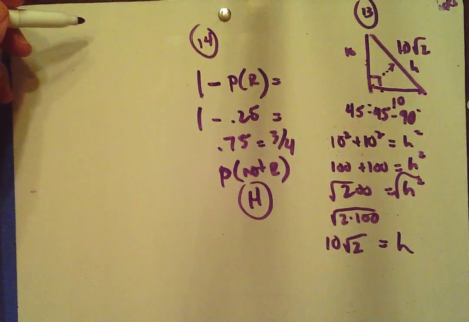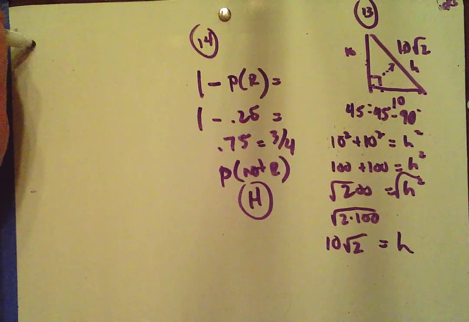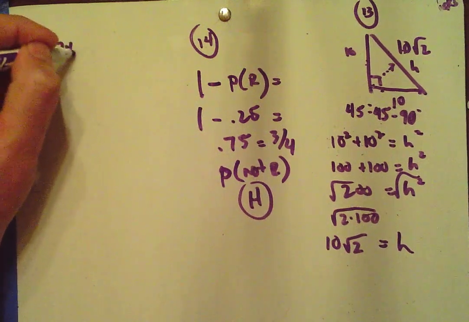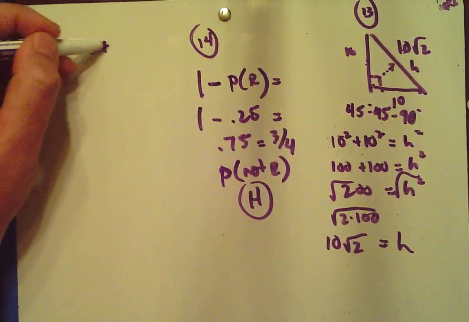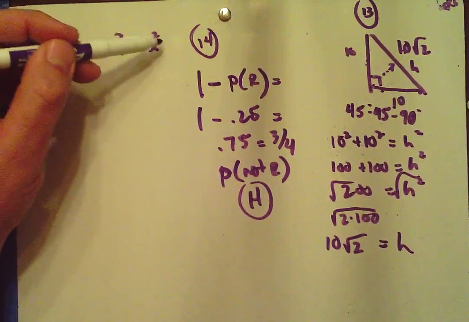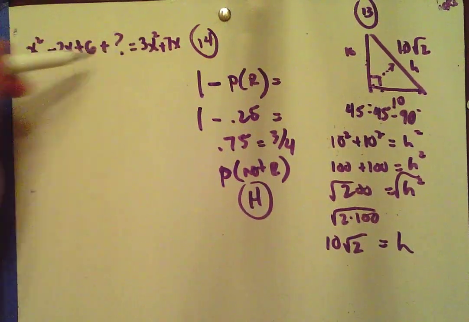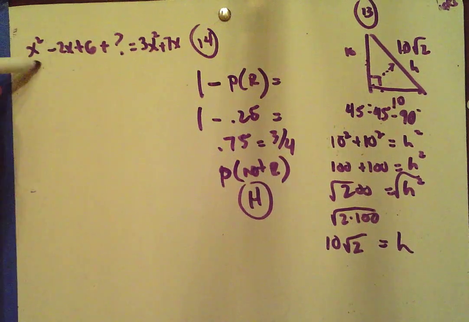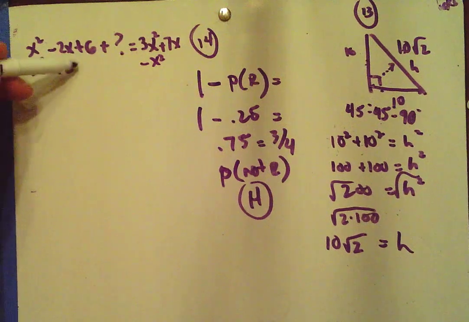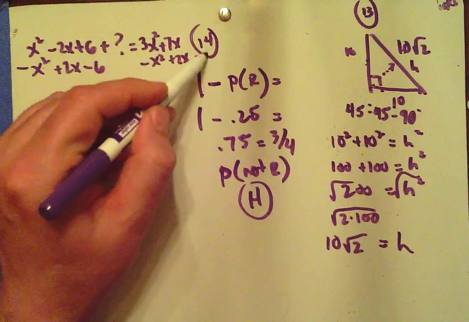15. What polynomial must be added to minus x squared minus 2x plus 6 plus what polynomial equals 3x squared plus 7x? Well, I think the way to solve for the question mark is to get rid of all this other stuff, so I'm going to subtract x squared from both sides. And I'm going to add 2x to both sides. And I'm going to subtract 6 from both sides.